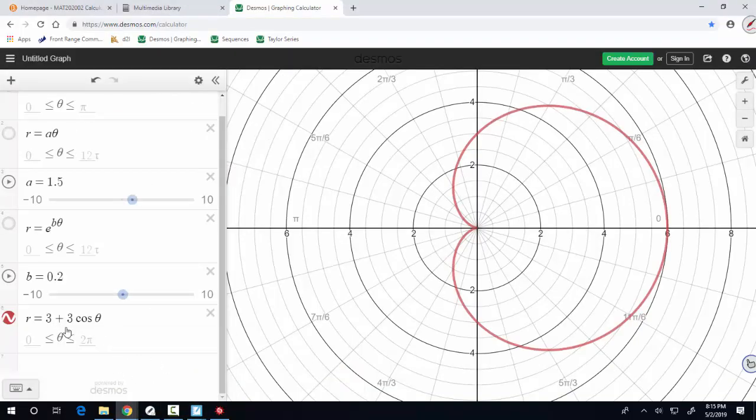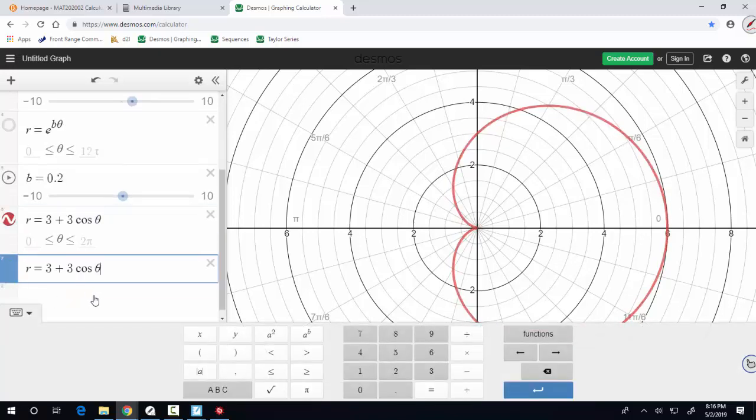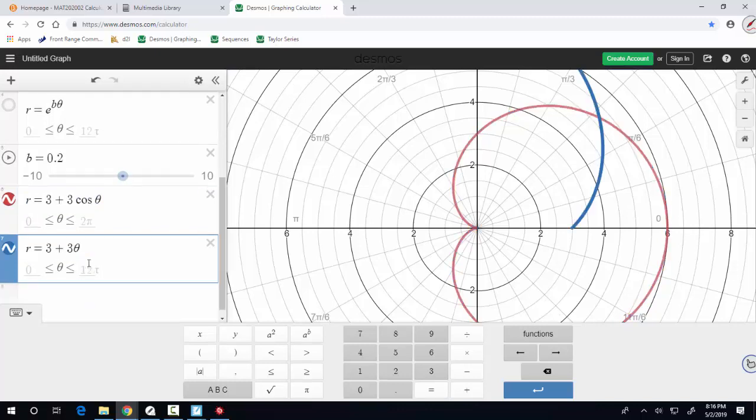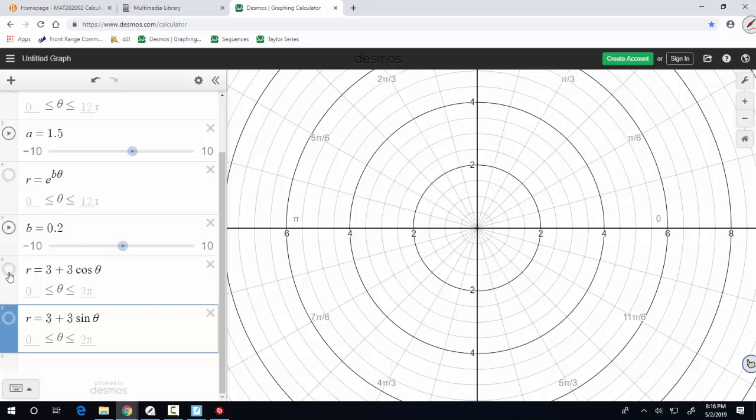Okay, and then how about 2 plus 2 sine theta? We'll do 3 plus 3 sine theta. The orientation changes. Now that cusp is pointing in the y direction because we're dealing with sine, whereas the cusp with cosine is pointing in the x direction.